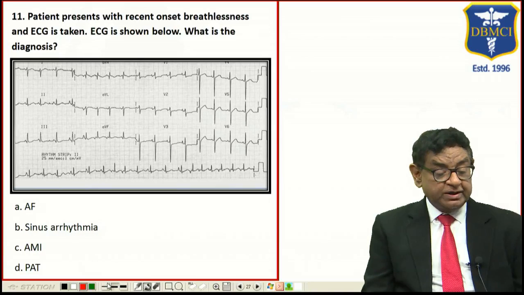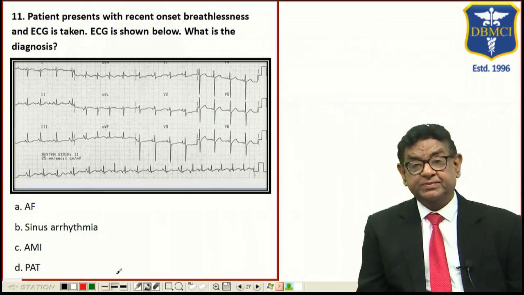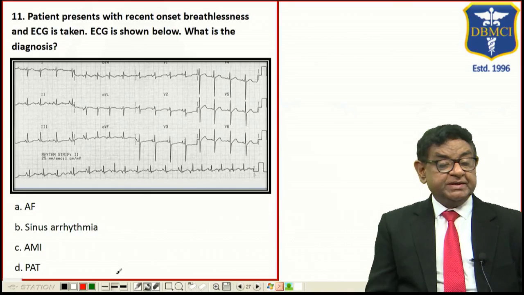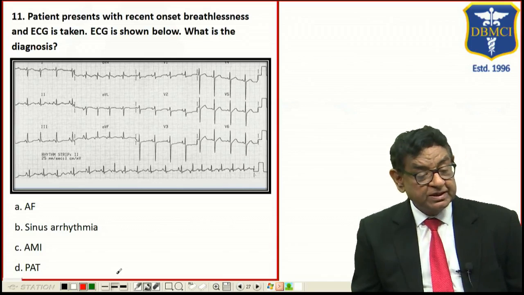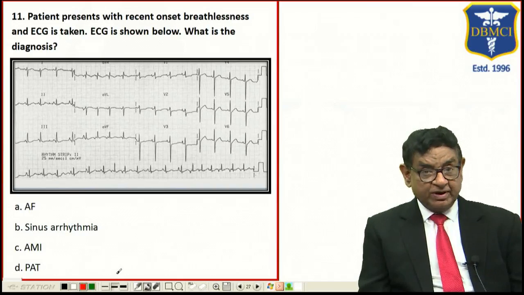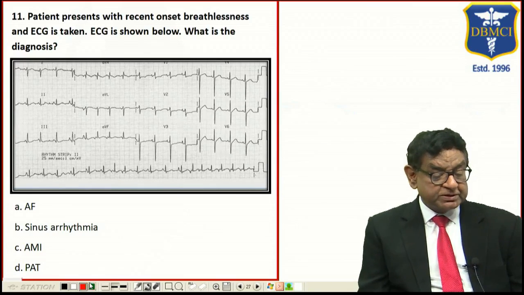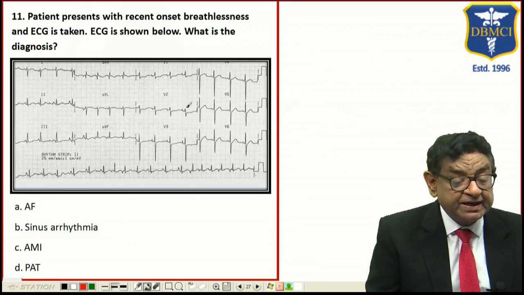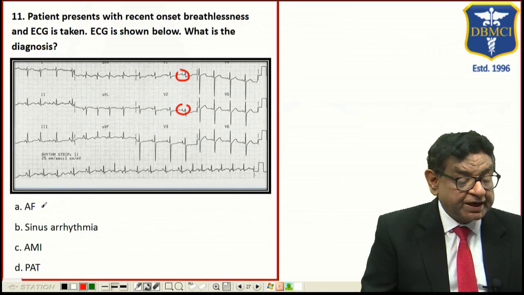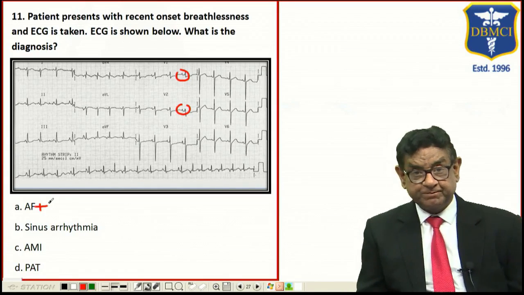Well, we got one ECG. Let us see. Patient has sudden onset of breathlessness. ECG shows like this. Let's see one by one. Is AF possible? In AF, P wave is not there. But in our case, we are definitely getting P wave. So this cannot be atrial fibrillation.